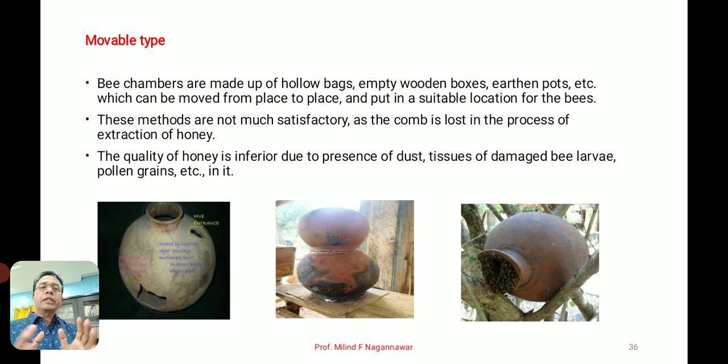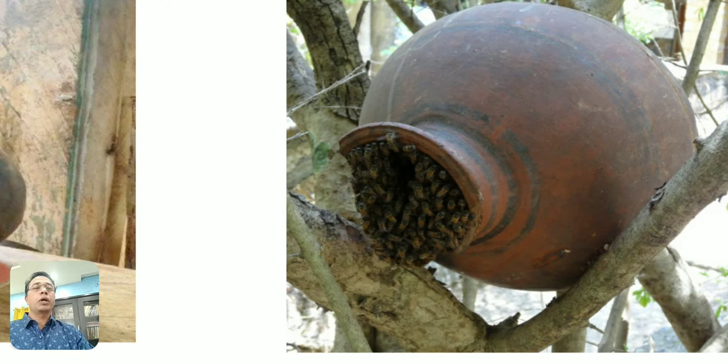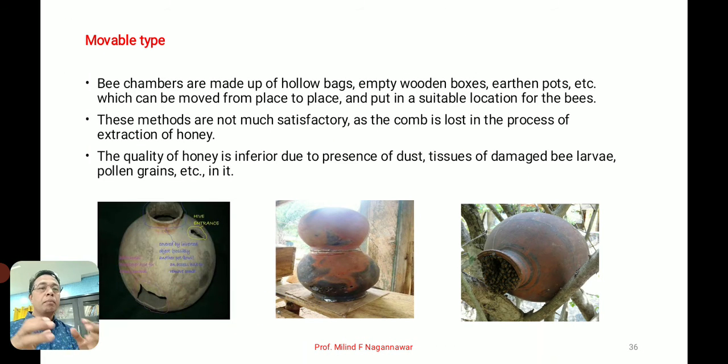Now, this method is also not much satisfactory, because the comb is lost during the extraction of the honey. See here, if the honey hives are made in the earthen pots, during the removal of the honey, most of the dust, the damaged larval tissues, pollen grains, etc. will come up into the honey, and the honey is not much satisfactory.